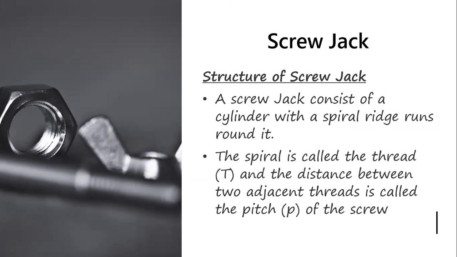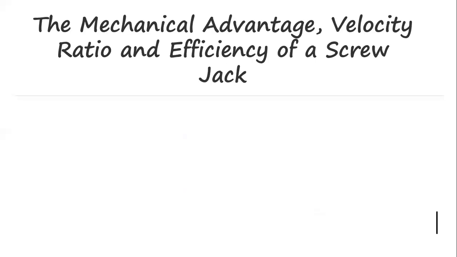The screw jack consists of a cylinder with a spiral ridge running around it. This spiral is called the thread, and the distance between two adjacent threads is called the pitch of the screw. So that's simply how the screw jack is structured. Now let's see the mechanical advantage, velocity ratio, and the efficiency of the screw jack.